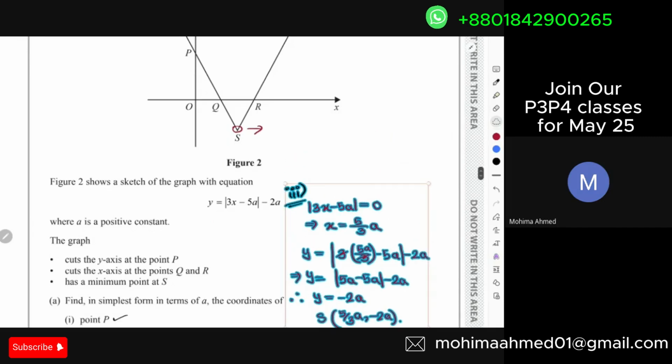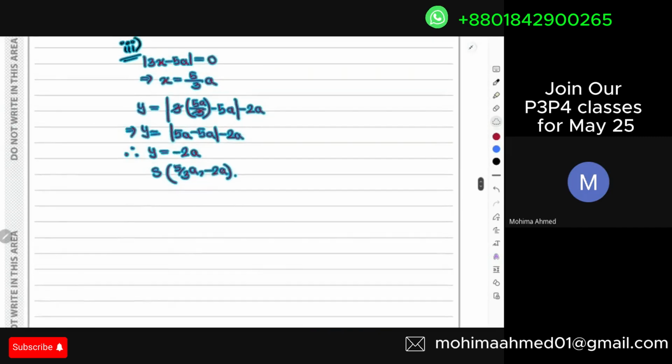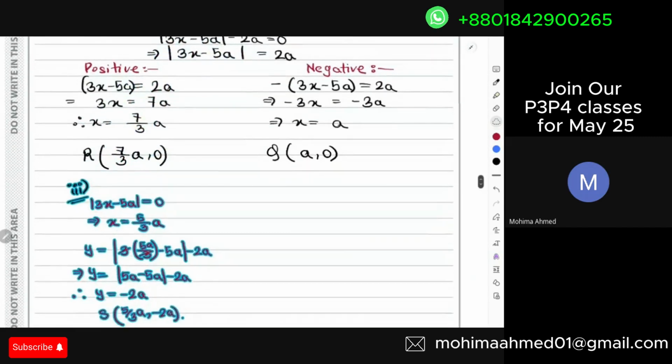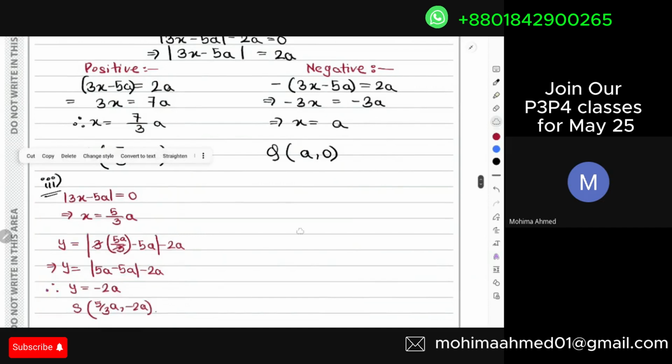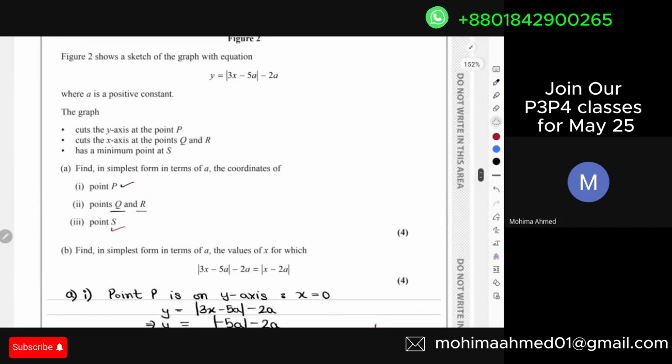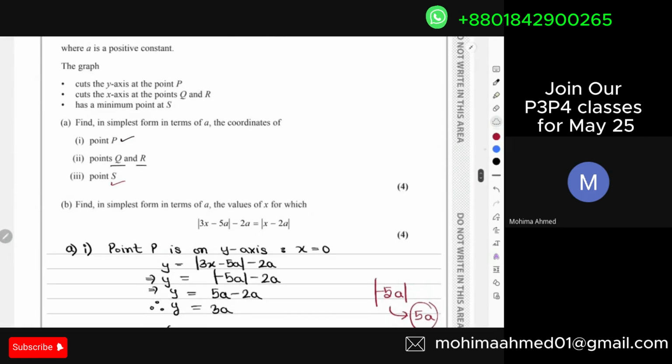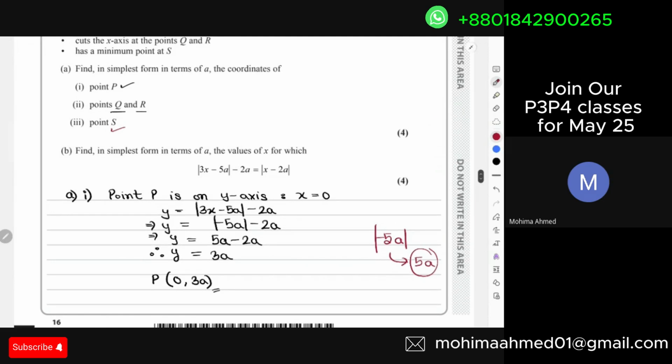Okay, so if I take this to your part C, after this they're now asking to solve this equation, right? So we have 3x minus 5a, equals 2a, x minus 2a.